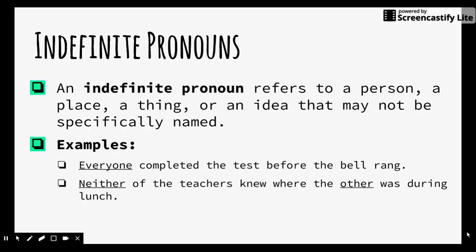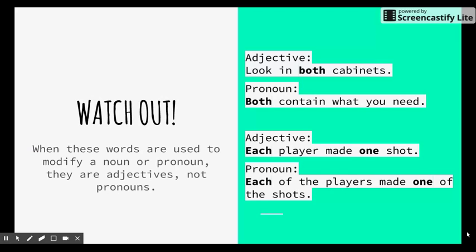Another example is, neither of the teachers knew where the other was during lunch. Okay, these are indefinite pronouns. We're not really sure who they're referring to in this case, but we know for sure they're replacing a noun. We're just not sure which ones they are, which is what makes them indefinite. Now, there are a lot of indefinite pronouns. That's why I'm not going to put them in this video. You need to go to Google if you really want to see the whole list because there's a lot of them. But guess what? These silly suckers can be adjectives too.